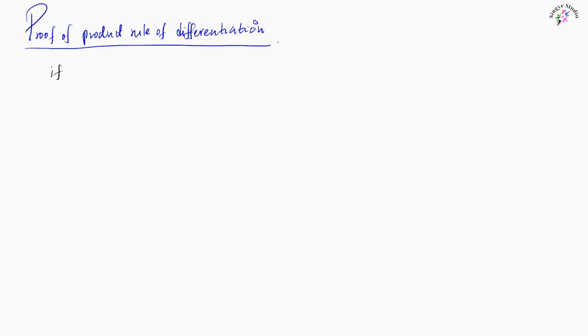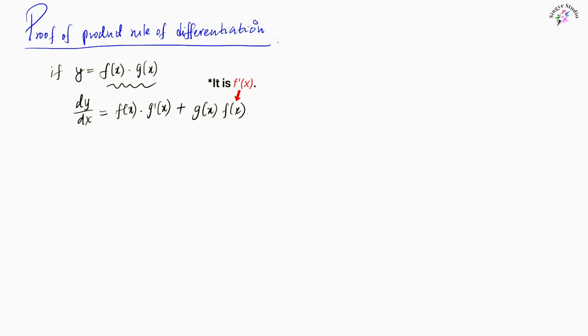If we have y as the product of two functions, f of x times g of x, then we can take the derivative of the function in the product form with respect to x as dy upon dx equals the first function times the derivative of the second function plus the second function times the derivative of the first function, okay?